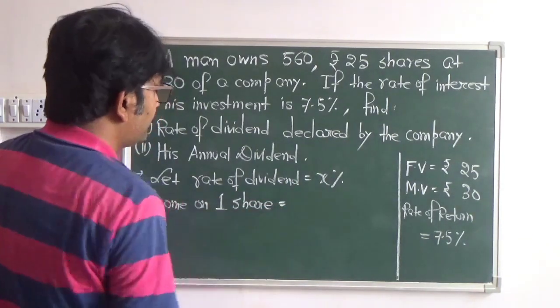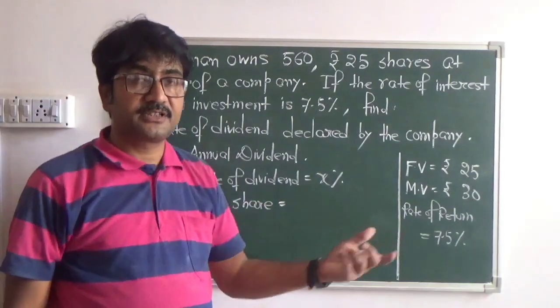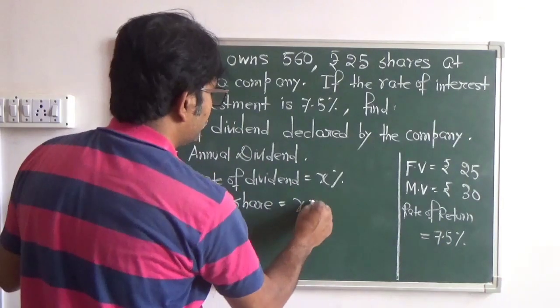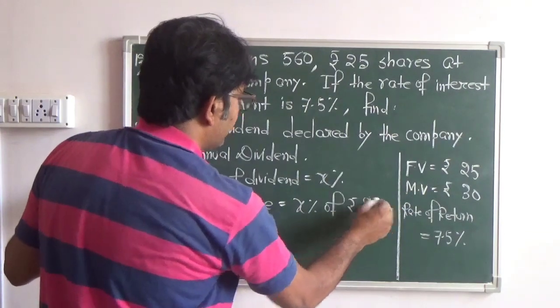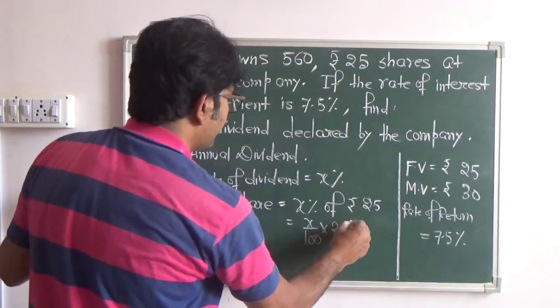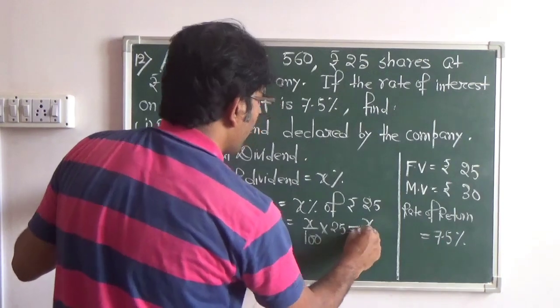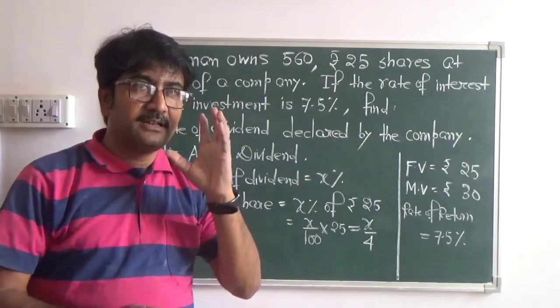What is the income on one share? That is the dividend percent of the face value. That is x percent of rupees 25. So x by 100 into 25, and that is x by 4. So x by 4 is the income on one share. Now let us calculate the rate of return.